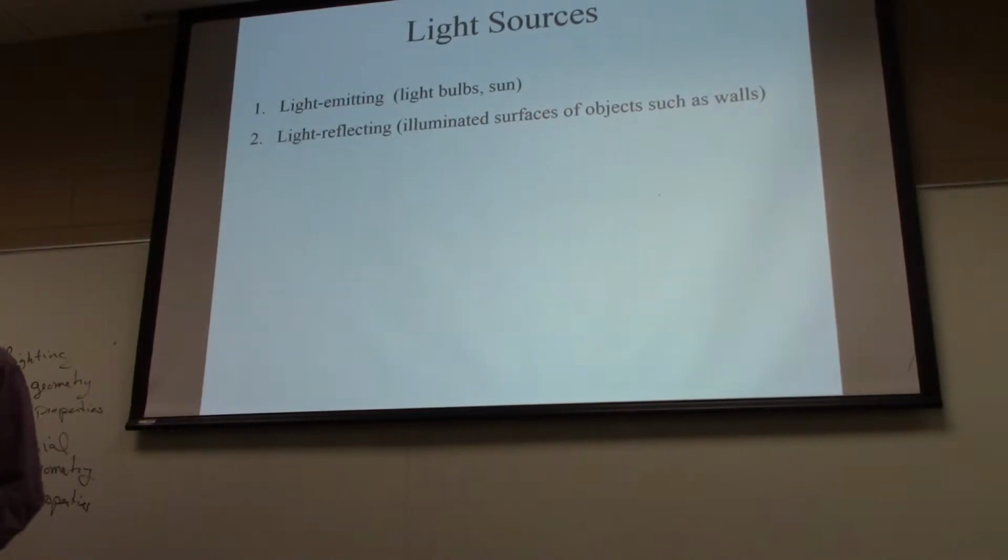Light sources can be light emitting or light reflecting. Sometimes we model a light reflecting surface as one that's actually light emitting. One good example would be moonlight, right? The moon does not emit radiation. It's reflected from the sun, but for all intents and purposes, you could pretend that the moon is emitting radiation.